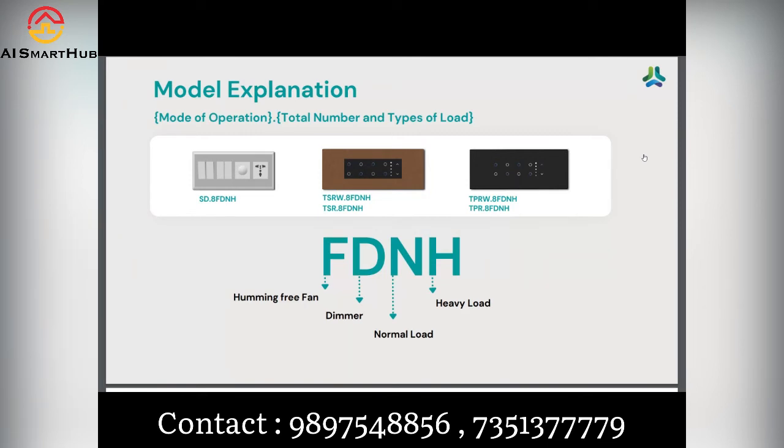There are four kinds of loads. One is F. F means humming-free fan regulation support. There will be no noise even if you slow the fan speed. D means phase cut dimmable load support. Here we provide you with 100-step smooth dimming to regulate the light intensity. N means normal load support, which has the basic on-off feature. H means heavy load support such as AC, geyser, motor and many more.